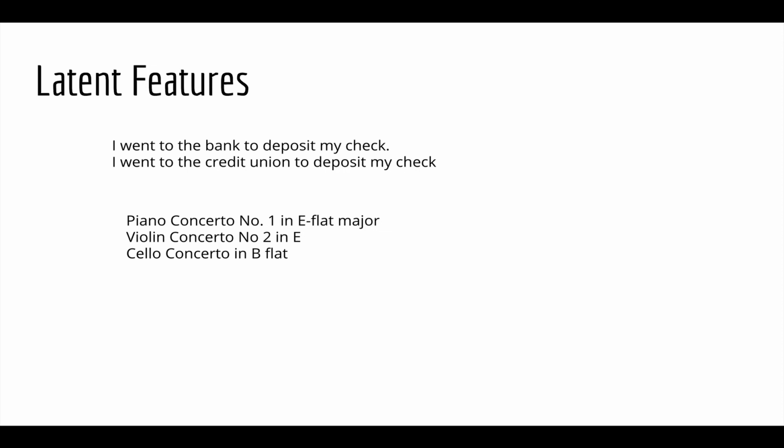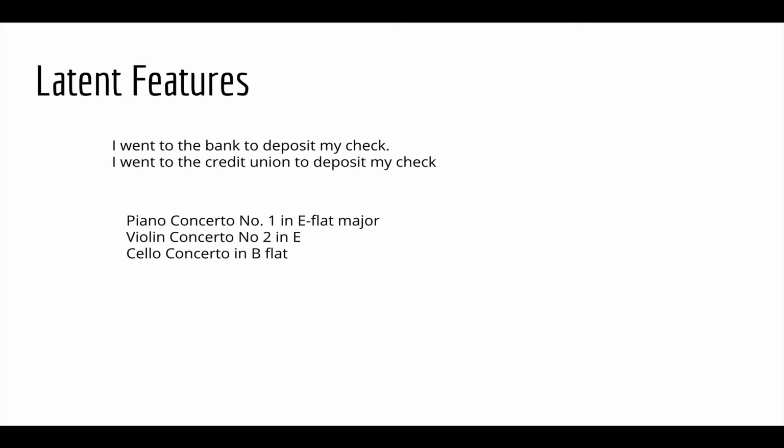Let's take a look at these examples. These are just very trivial ones, but they give us a general idea of how this will work. So: I went to the bank to deposit my check, and I went to the credit union to deposit my check. You can see here that "I went to" and "to deposit my check" surround both lines. And we can think that, well, maybe bank and credit union are sort of similar things. We would want to give them similar semantic features.